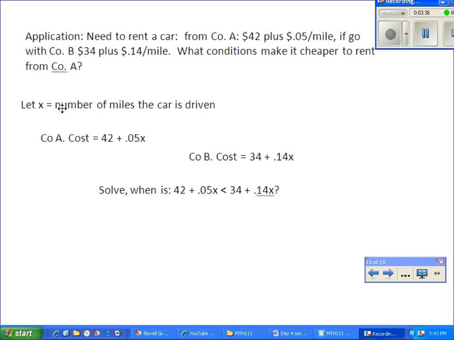So to set this up, we're going to let x be the number of miles the car is driven. Company A, the total cost is going to be $42 plus $0.05 times the number of miles. Company B, our total cost is $34 plus $0.14, 14 cents, times the number of miles. And then what we're trying to do is find out when is Company A's cost less than Company B's cost. So that would be solving when is 42 plus 0.05x less than 34 plus 0.14x.